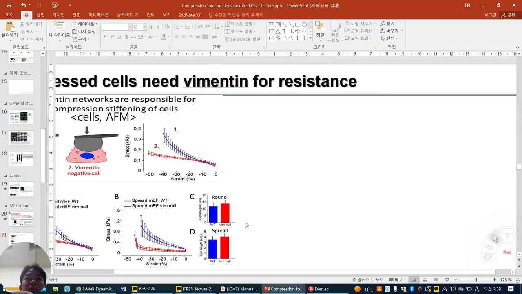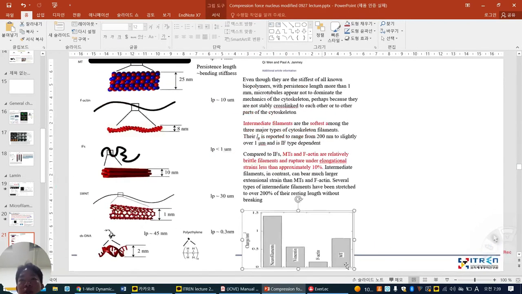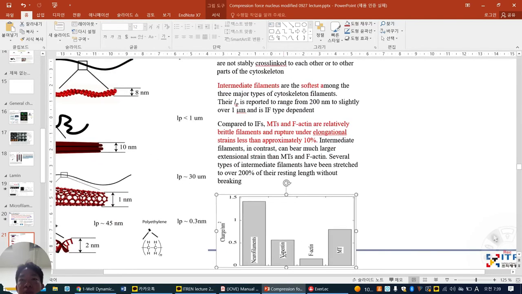Here, this is some... Vimentin is intermediate filament, okay? This is actin, and then microtubule. So the intermediate filament, vimentin, and another type, neurofilament, they are charged mostly higher than others, okay?